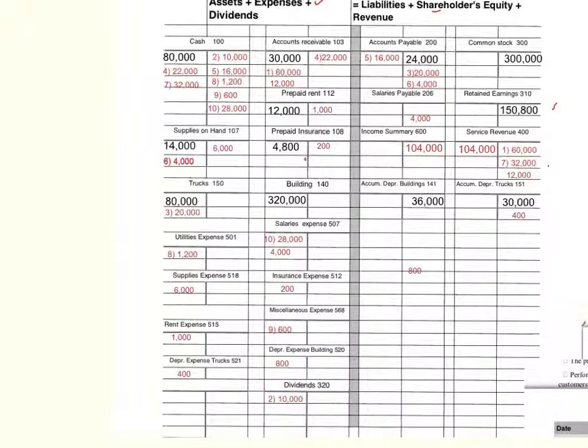To begin with, I debit service revenue 104 and I credit Income Summary 104. So now service revenue has 104 on the debit side and 104 on the credit side. So effectively it has a 0 balance. Now I do the same with all the expenses.